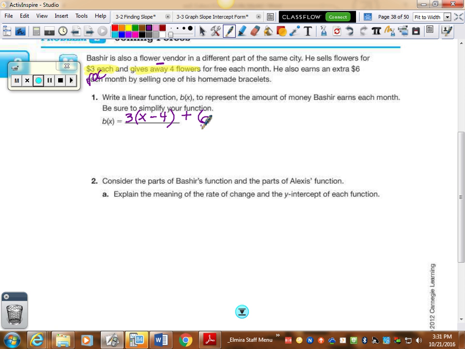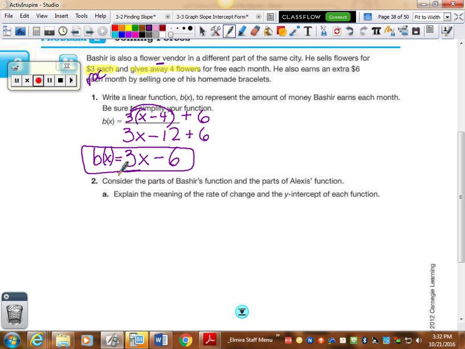So when we simplify that, we're going to have 3x minus 12 to distribute, bring down our plus 6, and then we'll combine our like terms of negative 12 and plus 6 and get minus 6. So our final function in slope-intercept form is 3x minus 6.